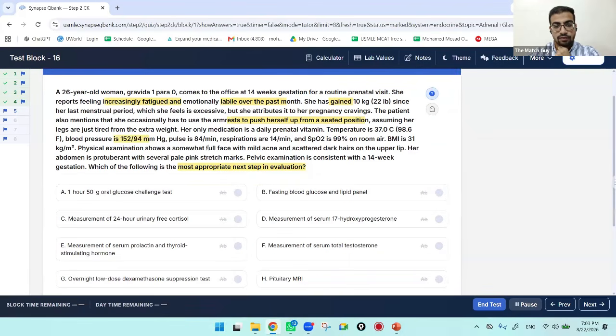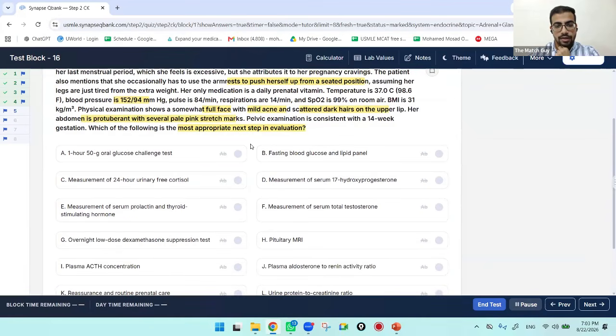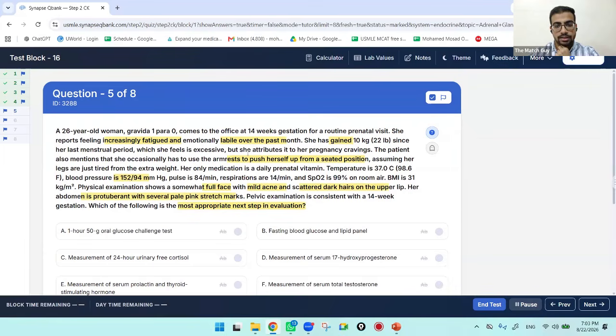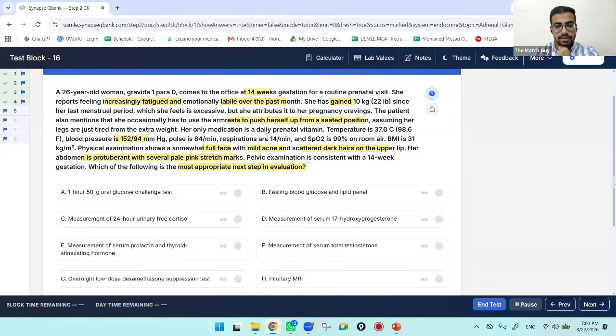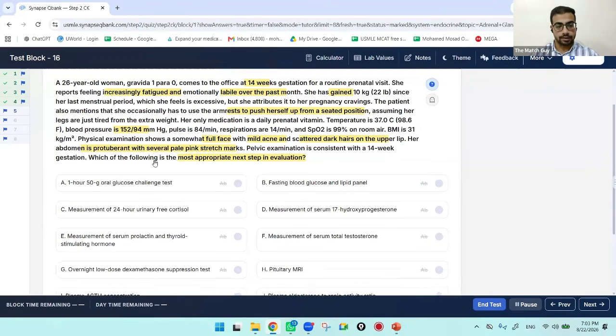Physical examination, somewhat full face. Mild acne, scattered dark hairs, so we have some hirsutism. The abdomen is protuberant. Okay, we have these striae. I'm thinking mostly, what are you thinking? What I'm thinking, guys? I'm thinking Cushing syndrome. They are confusing me with the pregnancy. Maybe some people would think about pregnancy-related stuff, but keep it simple. Proximal myopathy, I have the full face, the moon face, the hirsutism, and the hyperandrogenism manifestations. The abdomen is protuberant because of abnormal fat distribution.